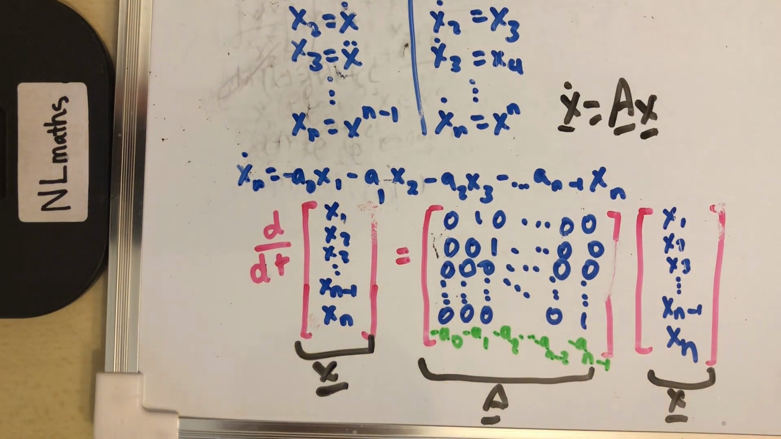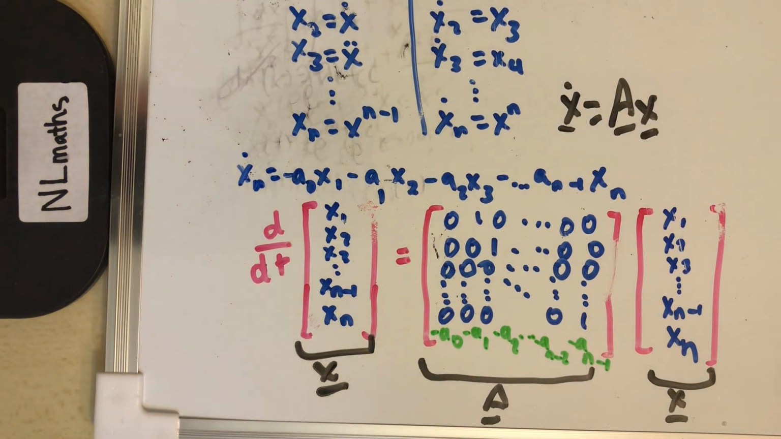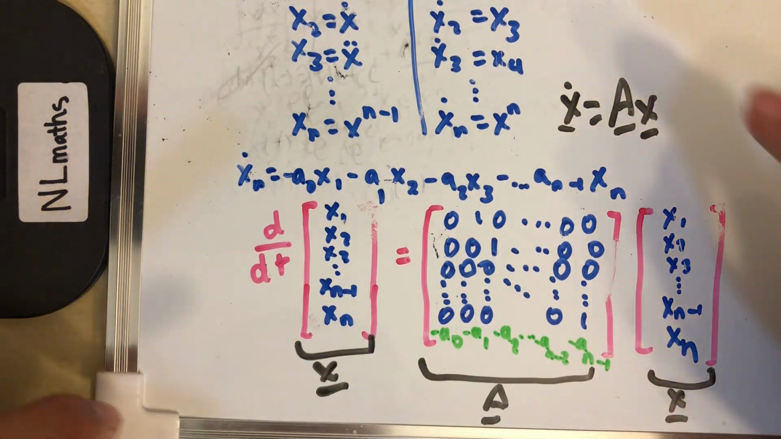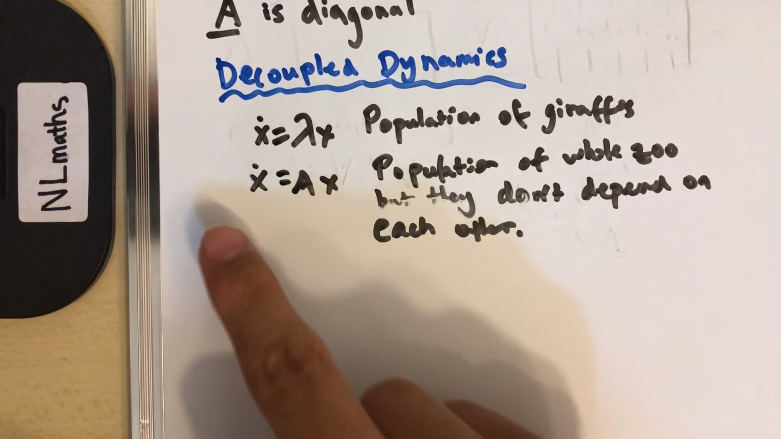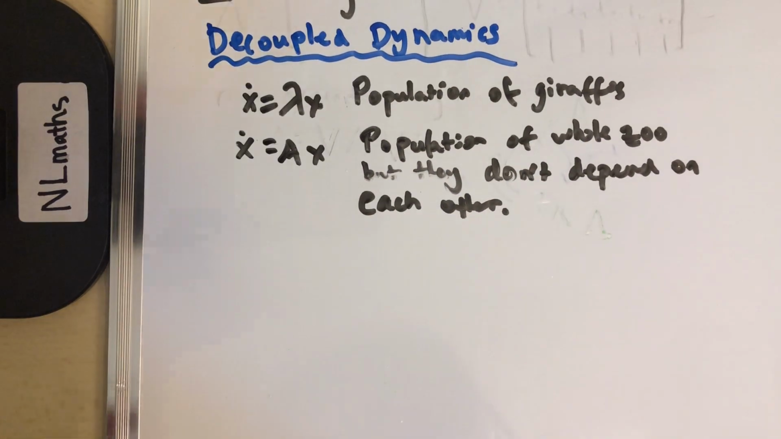This is the relationship between linear algebra and differential equations. This is what makes it so beautiful. Such a simple equation. And we're going to see this with the population of animals in the decoupled dynamics as well. As you can see, x dot equals Ax, the matrix.